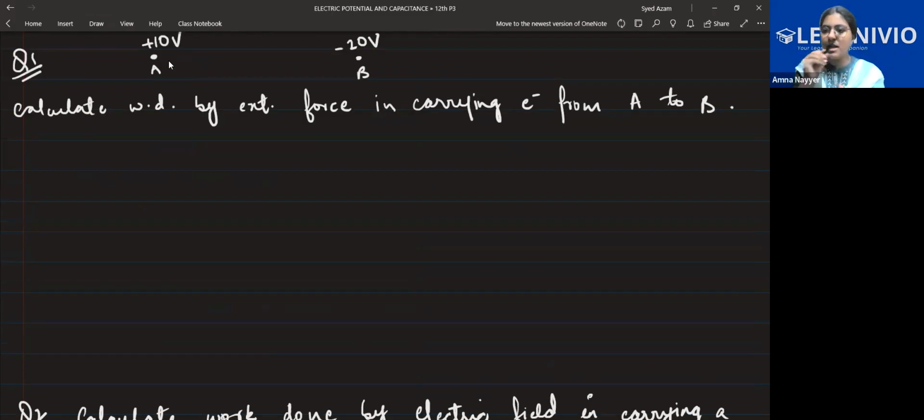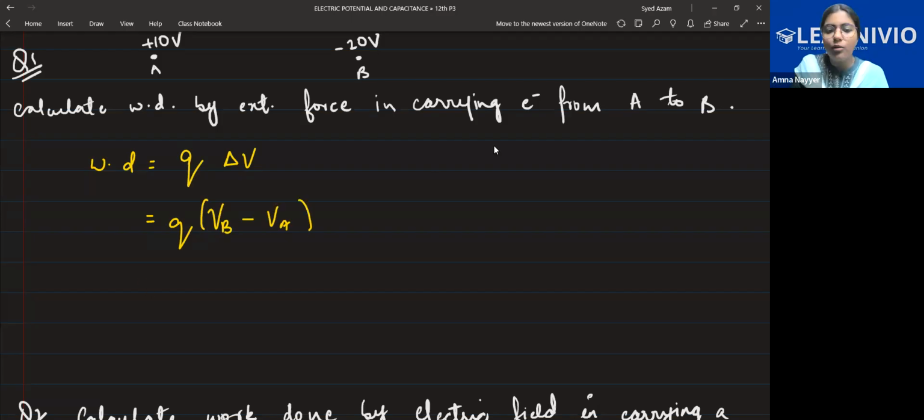And an electron is transferred from point A to point B. Now we have to calculate the work done by the external force. So what's the formula? Work done is equal to charge into change in potential. Charge into change in potential means final potential minus the initial potential, VB minus VA.